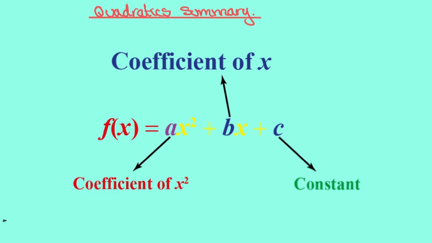In the general form, the quadratic is written as f of x equals ax squared plus bx plus c, where b and c can equal 0, a cannot. A represents the coefficient of x squared, b represents the coefficient of x, and c is a constant. C is also the y-intercept. So the y-intercept can be written as 0, c.